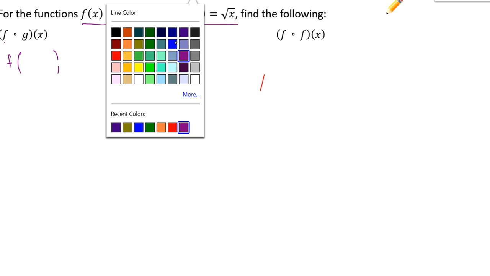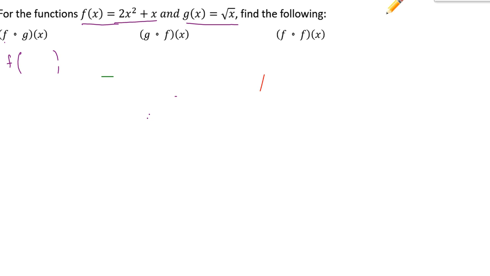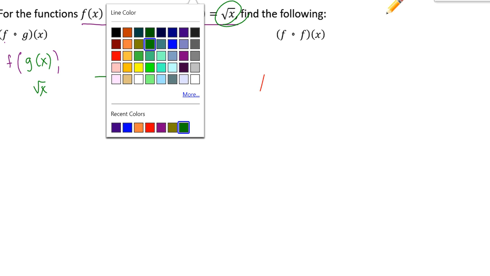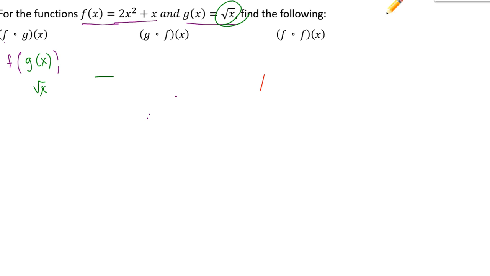This problem says to take f and plug g of x into it. Now g of x is the square root of x. So everywhere in f that I see an x, I'm going to replace it with square root of x. We've got f of x equals 2x squared plus x, but I've got to take the square root of x and replace each one of those.